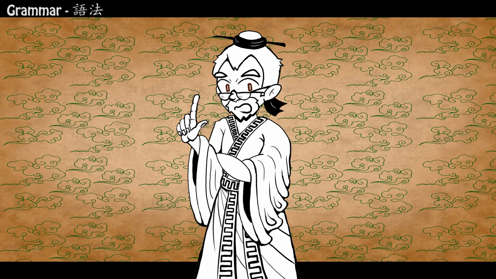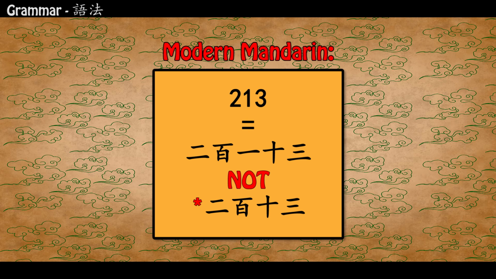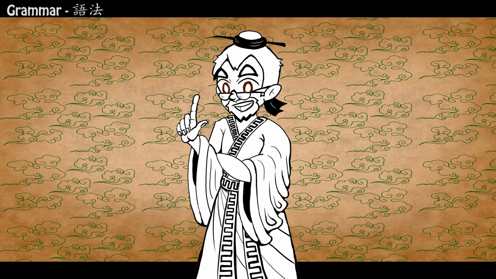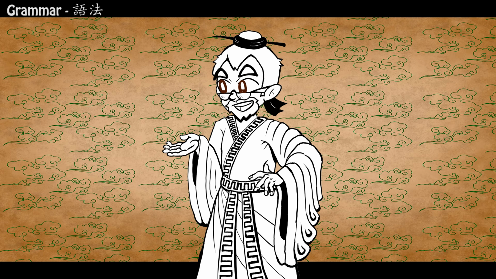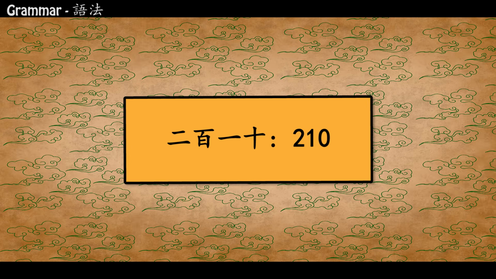Now, in modern Mandarin, we do not put one in front of 10, unless it's part of a larger number, like 213. However, in classical Chinese writings, you may run into numbers where we leave out the 1 in front of 100 or 1,000 as well, like in the following: 150, or 1,800. Other times, you will see the numbers written out with autistic attention to detail, like 210.